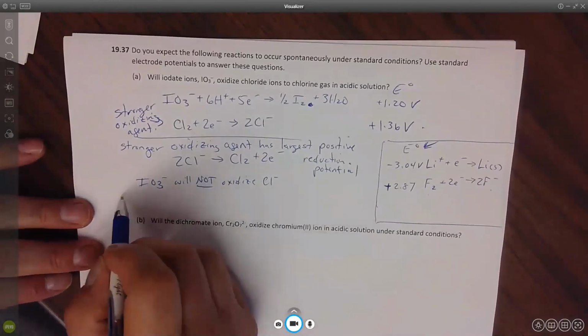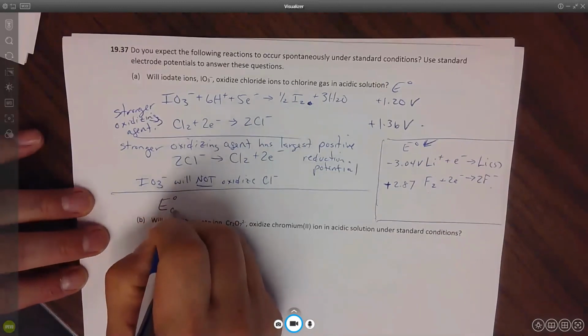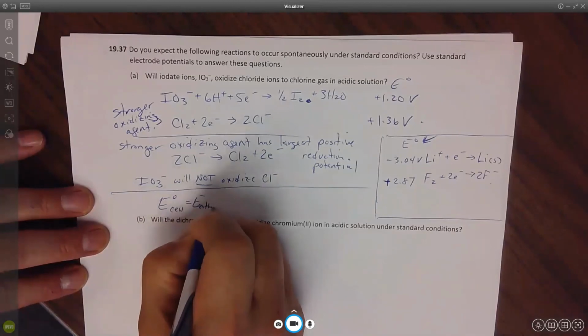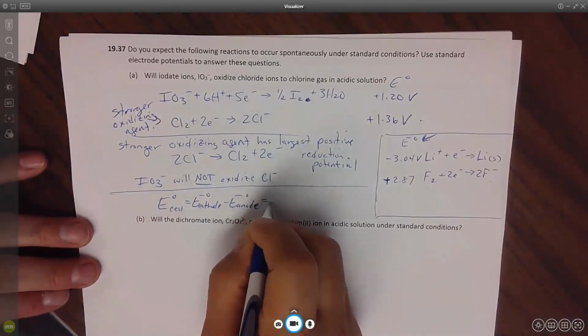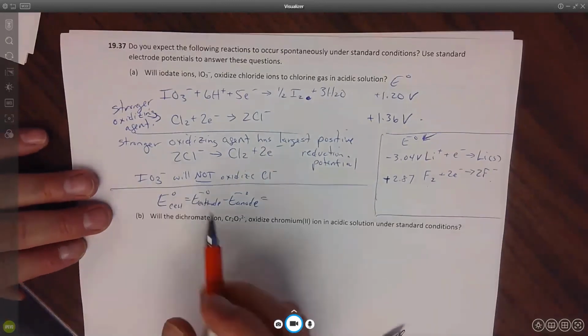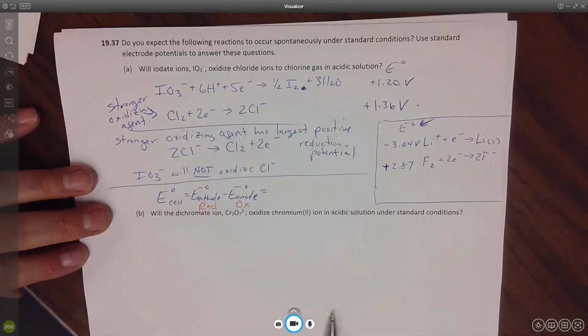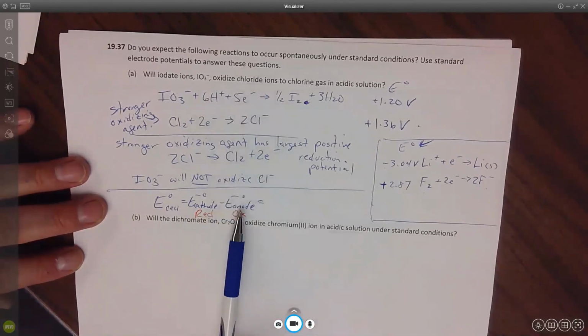Can somebody tell me another way that we could have solved this problem that would have actually been easier? Couldn't we just use this formula? What occurs at the cathode, oxidation or reduction? Reduction. Right? So this is reduction. This is oxidation. So we're talking about oxidizing chloride. So that must mean that the chlorine was this anode right here, right?